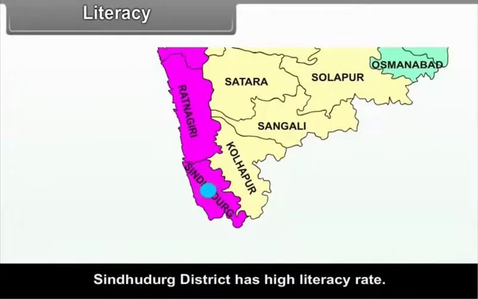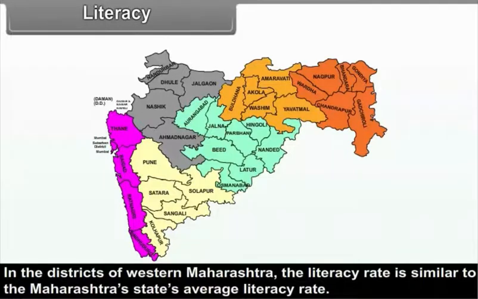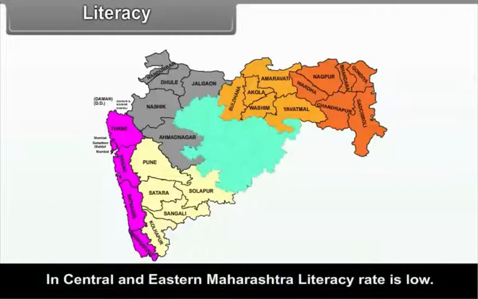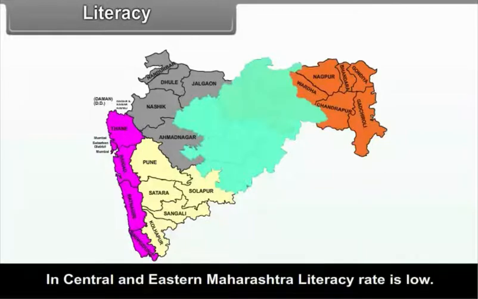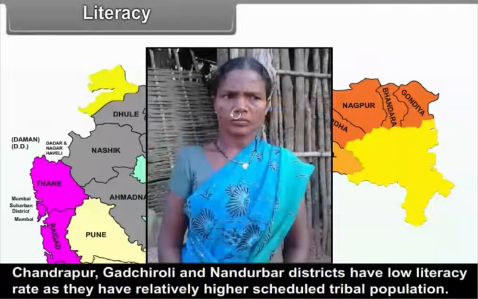Sindhudurg district has a high literacy rate. In the districts of Western Maharashtra, the literacy rate is similar to the Maharashtra state's average literacy rate. In Central and Eastern Maharashtra, literacy rate is low. Chandrapur, Gadchiroli and Nandurbar districts have a low literacy rate as they have a relatively higher scheduled tribal population.